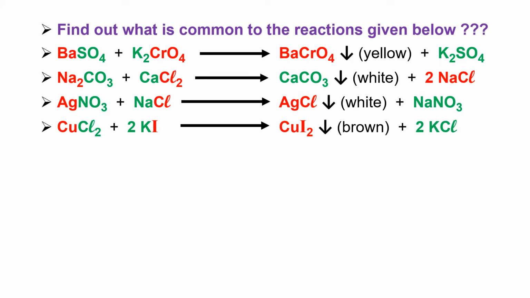Now we go on to the last type, as I said, of this method of classification. So again, the same question: find out what is common to the reactions given below. Yes, it's very easy. I have shown you with the colors, so it's very easy for you to understand what is common.